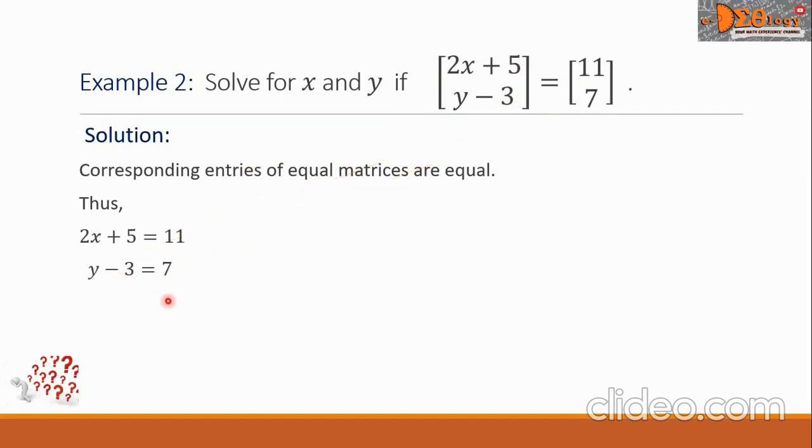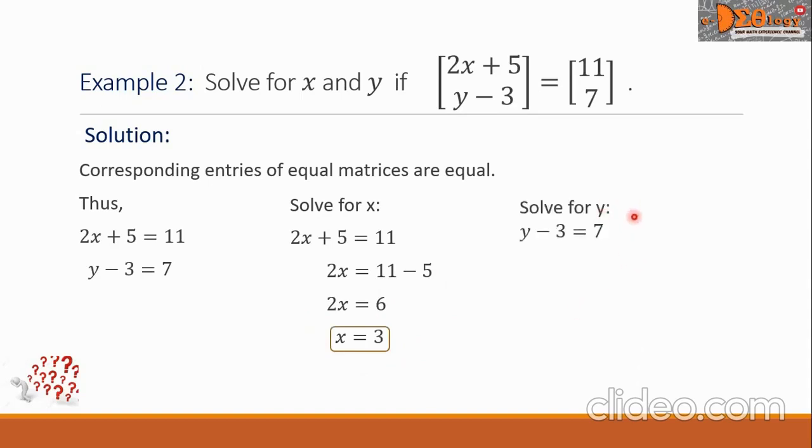Let us now solve for the x and y. Starting with the x, we copy the equation 2x plus 5 equals 11. Let us isolate the variable x. This constant 5 we will transpose to the right. The sign is changed. So we have now 2x equals 11 minus 5. And we simplify the right side to be 6. We divide this equation by 2. So we get the value of x as 3.